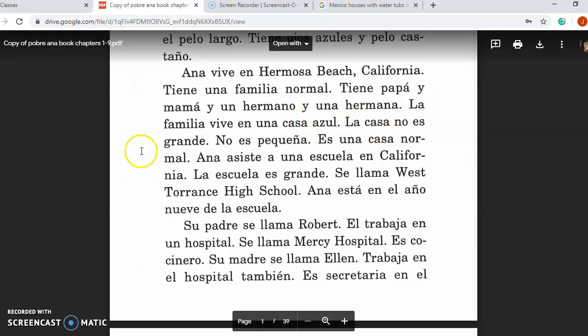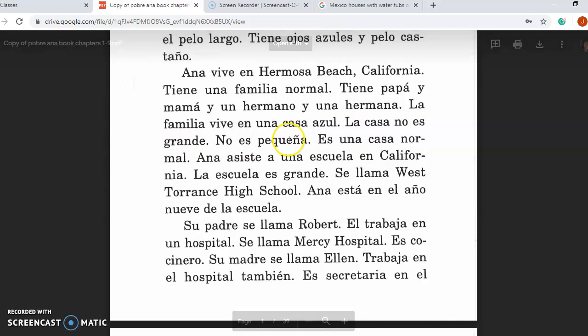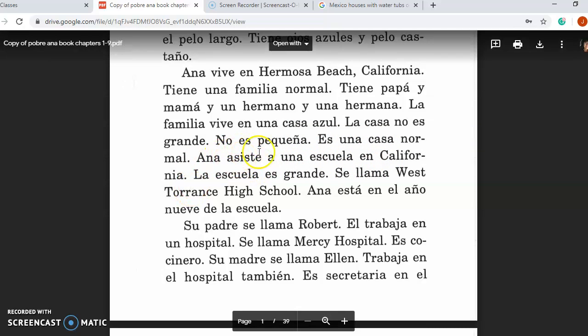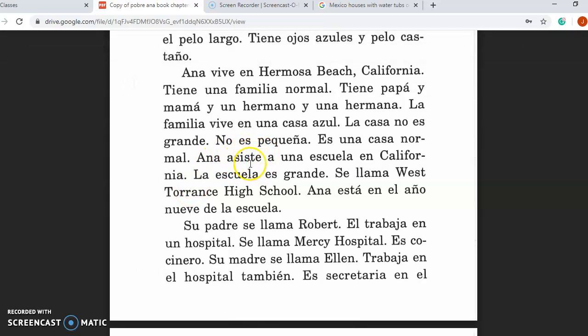The house isn't big, it's not small, it's a normal house. Anna attends a school in California. So the word attends looks like assists or to help someone. It's one of those false cognates or false friends, which is a word in a language that kind of makes you think you know what it is in your own language because it appears like that word in your language, but it actually isn't.